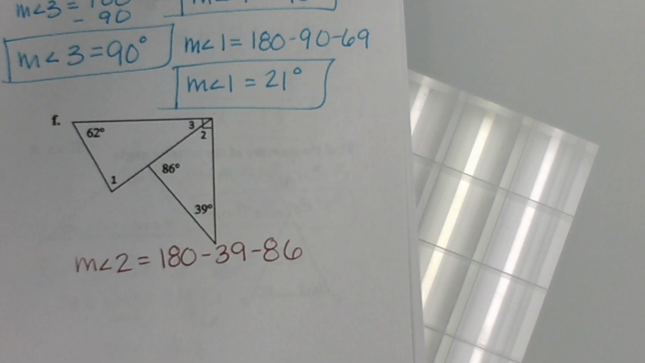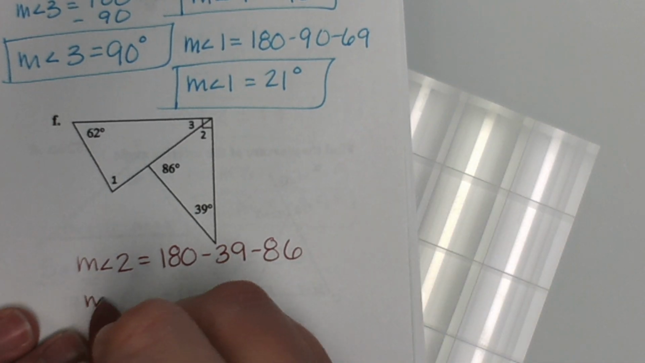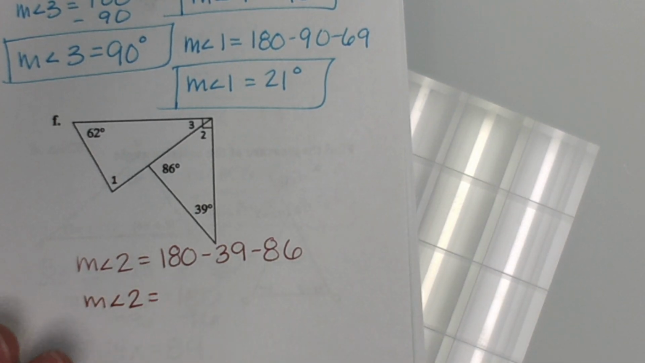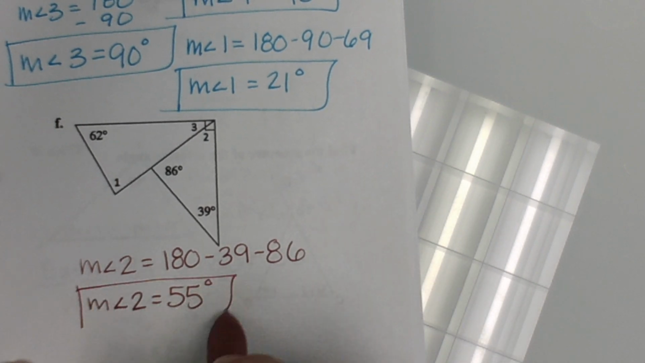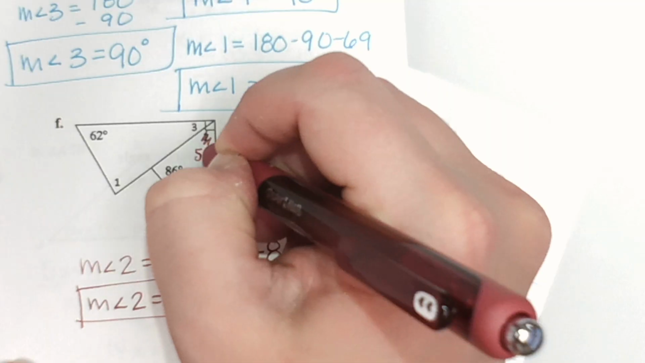Dylan, what is 180 minus 39 minus 86? Corey and Louie? What am I supposed to do? No, I was just asking you to stop talking. 55. 55? Sounds right.